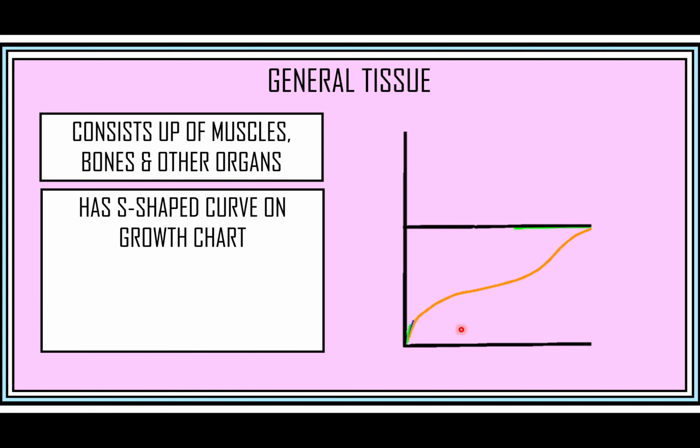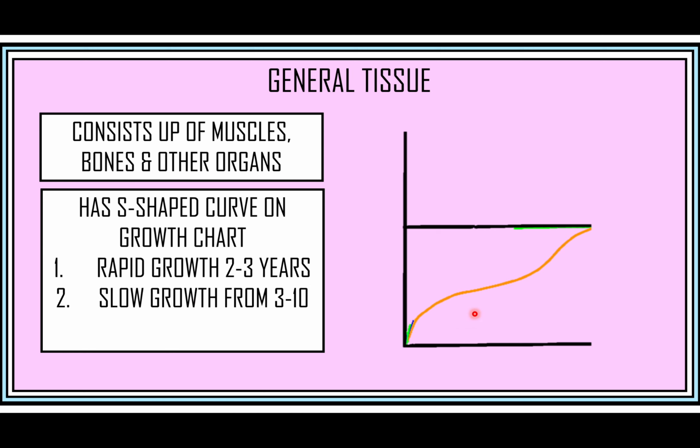As you can see, it is almost an S-shaped curve on the growth chart because there is rapid growth in the first 2 to 3 years, slow growth from 3 to 10 years, and then rapid growth again till 18 to 20 years, which also represents the growth spurt. This is the Scammon curve of growth for general tissue.